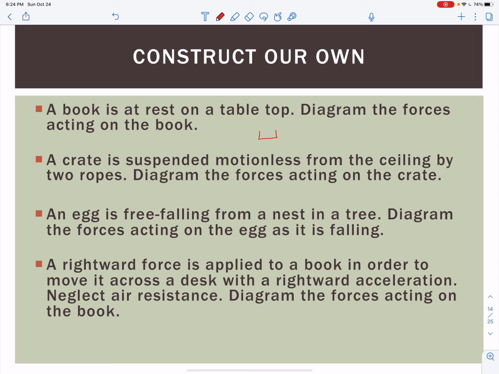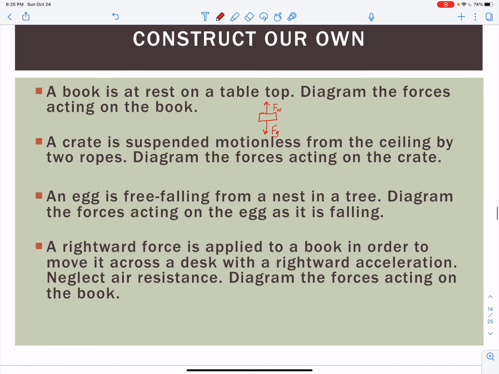So you have a book, right? I'll draw it as a box. Again, you could draw it as a dot, right? That would be fine too. So the book is at rest. Well, a book at rest is going to have a force of gravity pulling it down. It's also going to have a normal force, which is holding it up, right? Keeping it from falling. And from what I can tell, those are the only two forces that are acting on the book. Okay, so that's how I would draw that.